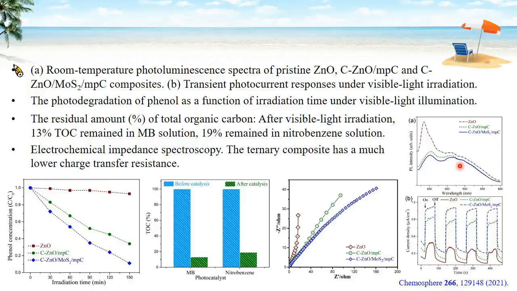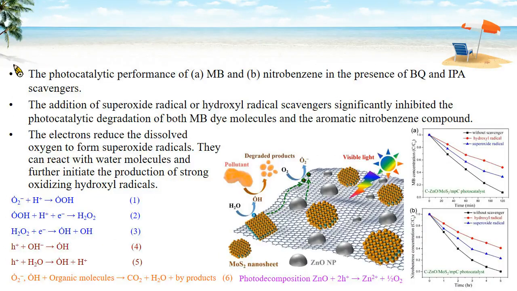We show the PL quenching for carbonaceous nanocomposites, which shows efficient interfacial charge transfer. Transient photocurrent responses also show similar results. The EIS result further shows that the ternary composite has a much lower charge transfer resistance. The scavenger test told us superoxide or hydroxyl radicals are primary for the reactions. We show the illustration of the proposed photocatalytic mechanism.